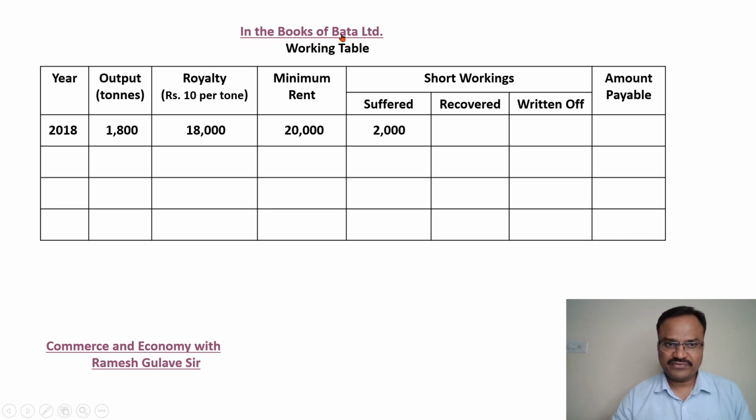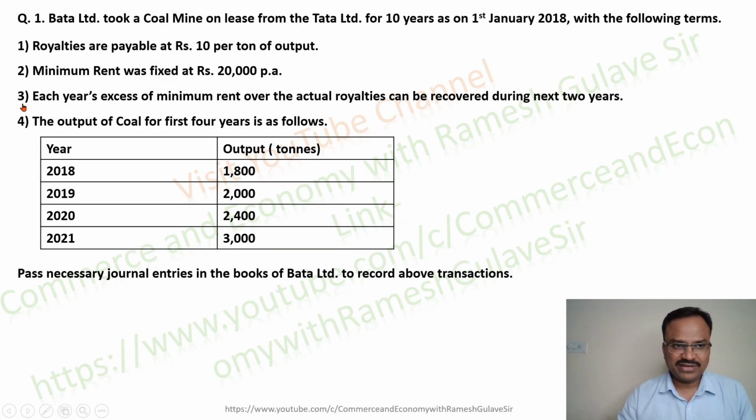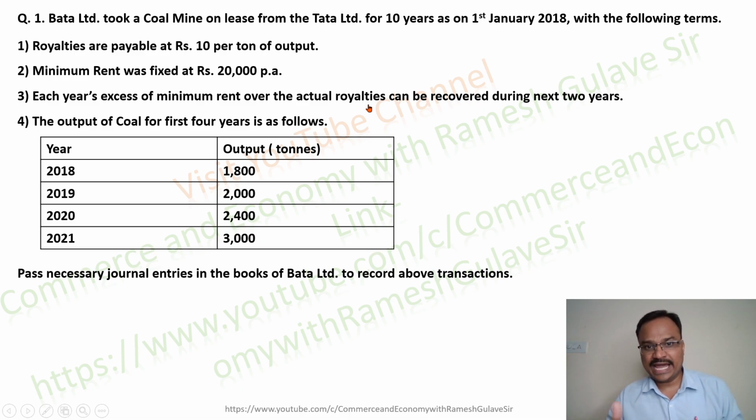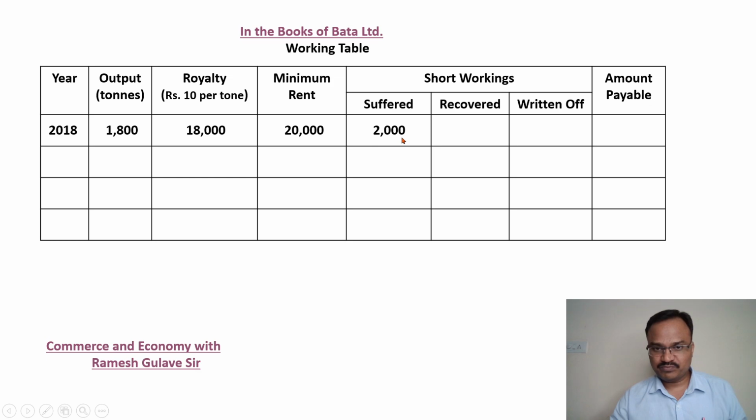Here in question C, friends, it is clearly given in the third term that each year's excess of minimum rent over the actual royalties can be recovered during the next 2 years, right? So that's why here we have recorded the amount of short workings suffered in this column, and if these short workings are recovered, then we can write the amount in the recovered column.